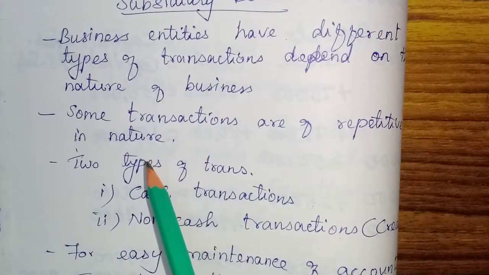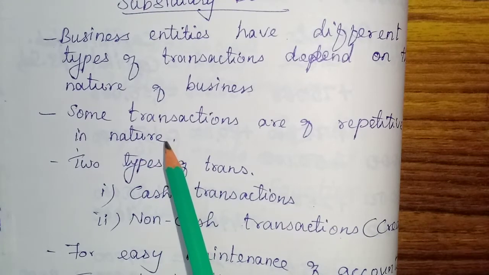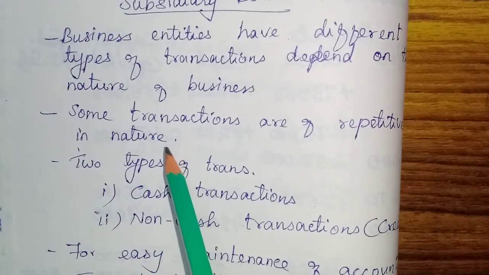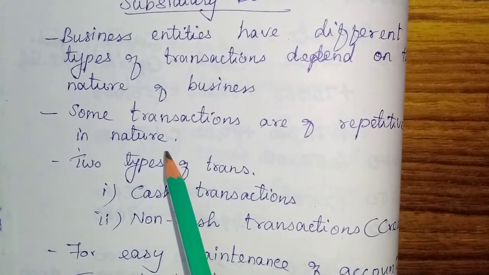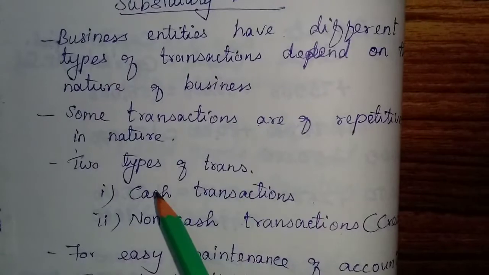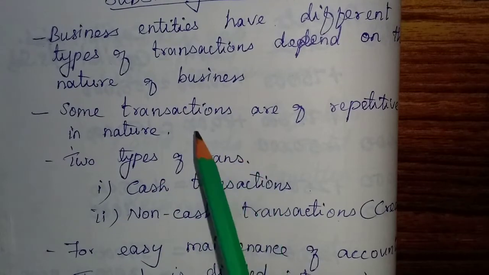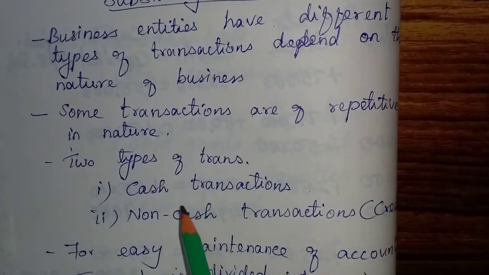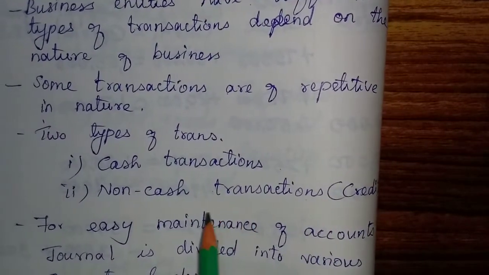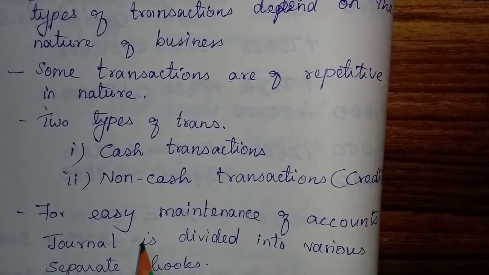So because of that repetitive nature, we cannot sit and write each and every journal entry in the books. Maybe one book would finish, and it is impossible for the clerk to write all these entries, isn't it? So they have decided to divide all these transactions into two. One is cash transactions, and the other is non-cash transactions, which are called credit transactions.